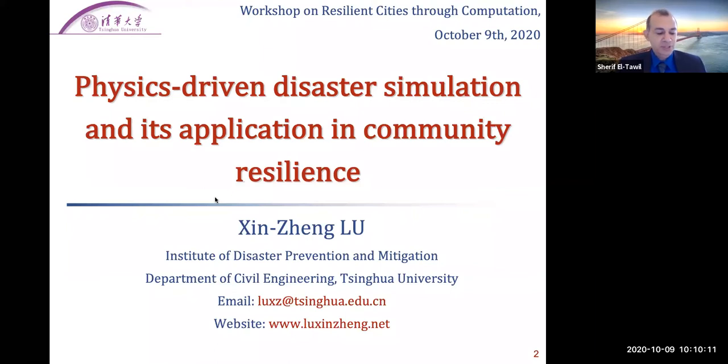So Professor Xinzheng Lu is a professor and the head of the Institute of Disaster Prevention and Mitigation of Tsinghua University. His major research interests cover earthquake engineering and collapse prevention of structures. He has published more than 200 papers in refereed journals. Professor Lu has been recognized as the most cited Chinese scholar in the civil and structural fields by Elsevier from 2014 to 2019. And I can attest to his prolific papers and the number of papers that come to the Journal of Structural Engineering and many other journals.